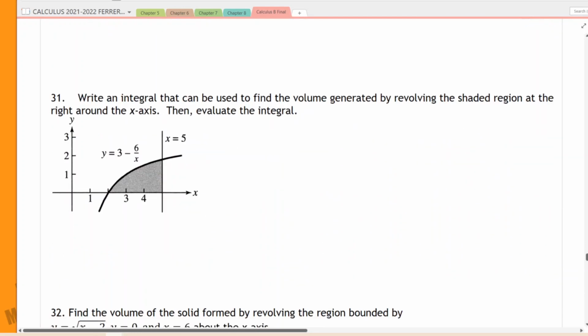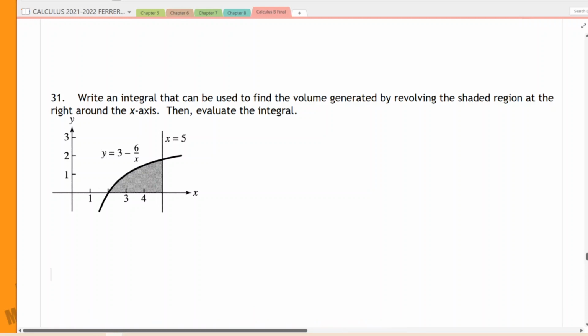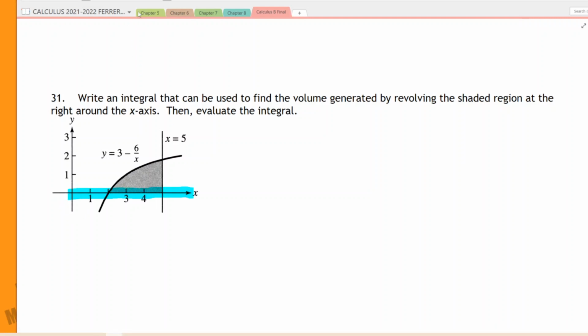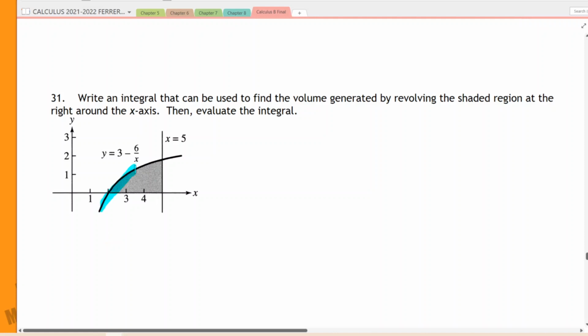Backing up a little bit, let's take a look at this next one, number 31. We're supposed to write an integral that can be used to find the volume generated by revolving the shaded region about the x-axis. So we've got a lot of good information up over here. Let's just review it. This line over here is x equals 5. This line down over here, this is y equals 0. And this line over here, this is y equals 3 minus 6 over x. It looks like we're going from x equals 2 to x equals 5.